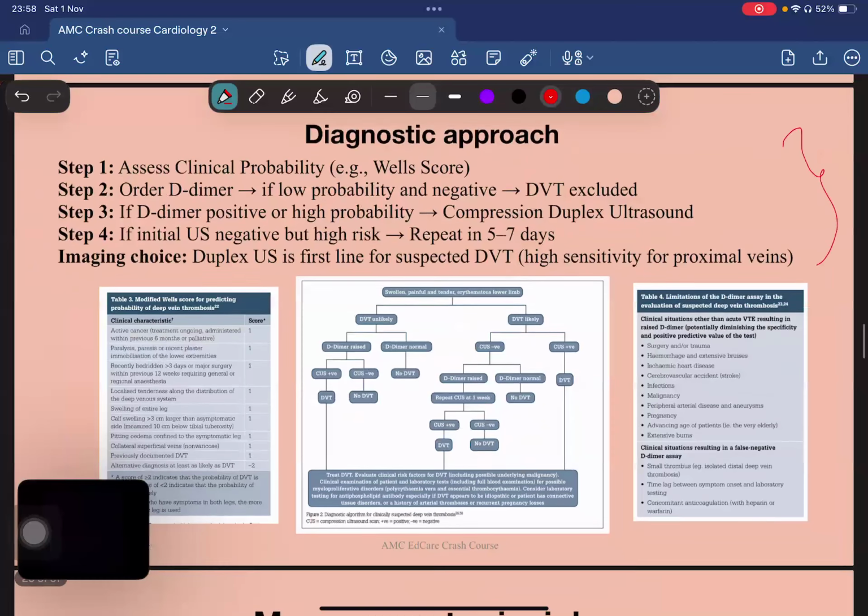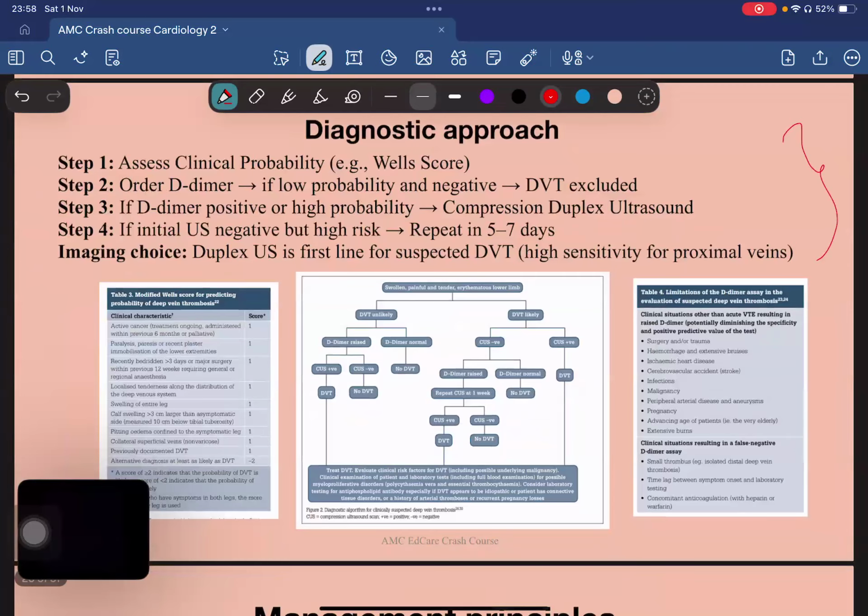So what the guidelines recommend is more of a combination. It's a clinical assessment, and then there's testing going on, like D-dimer, and then we do imaging, we go for compression duplex ultrasound. So it's a combination diagnostic approach in this situation.